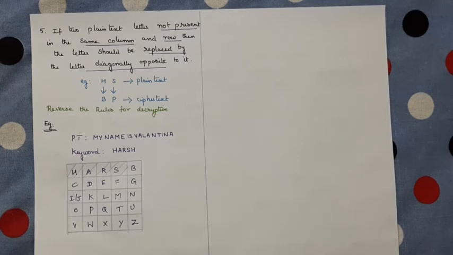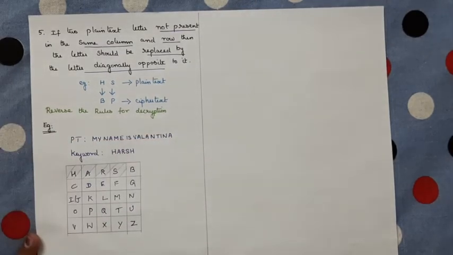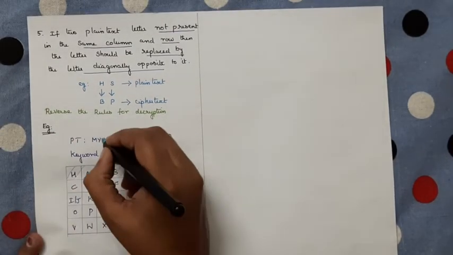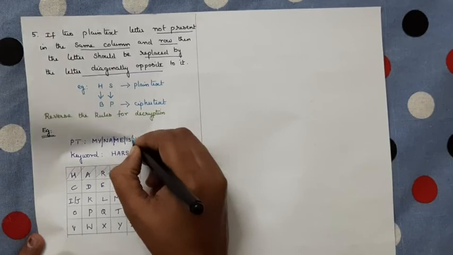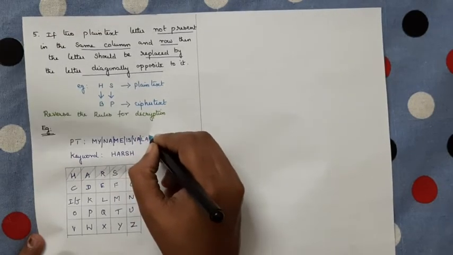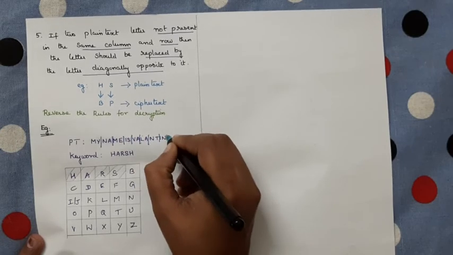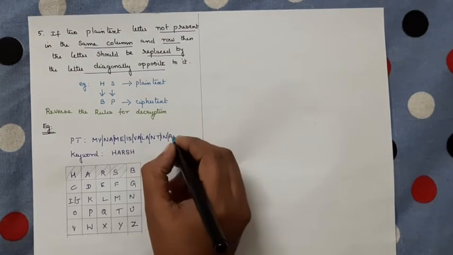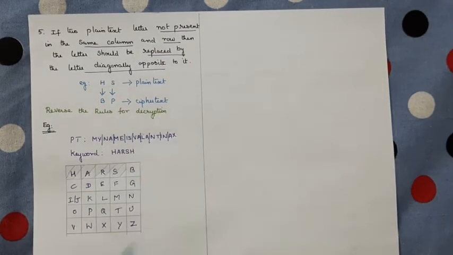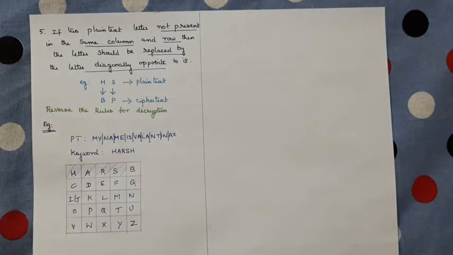Now I need to split my plain text into pairs. So when you split it, it will be like this: My is one pair, Na one pair, Me another pair, Is, then Va, La, Nt, In, then A is left out. Here if you see, none of the pairs has a repeated letter. So what do you have to do? You have to add X after A, so every letter has a pair.